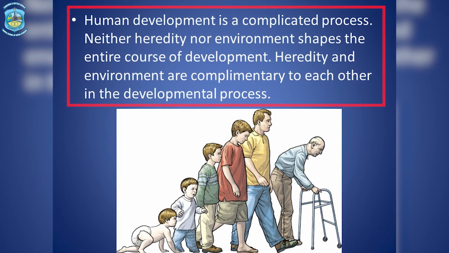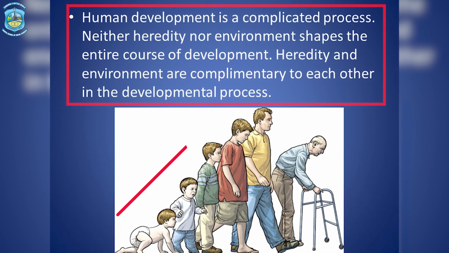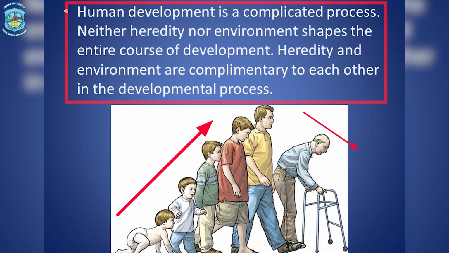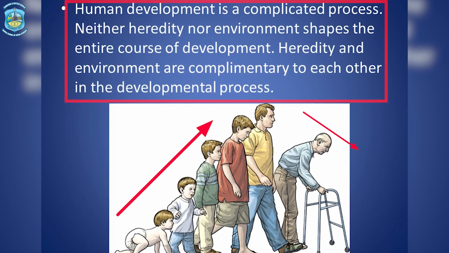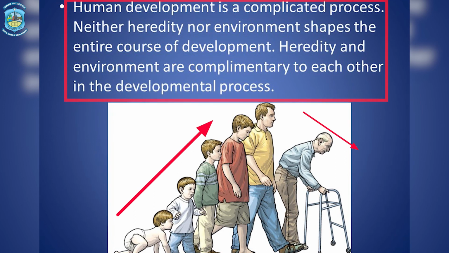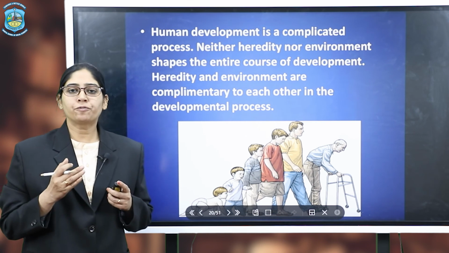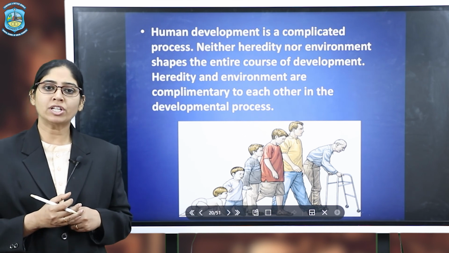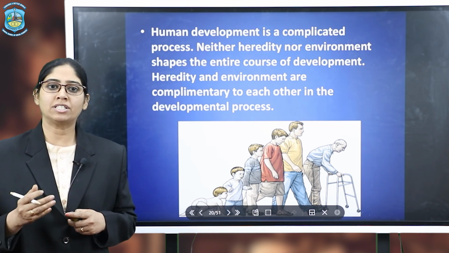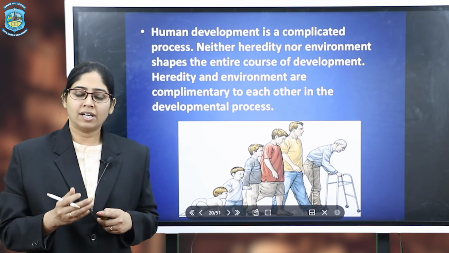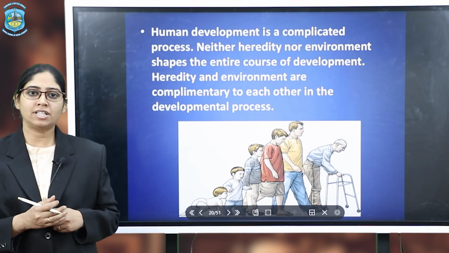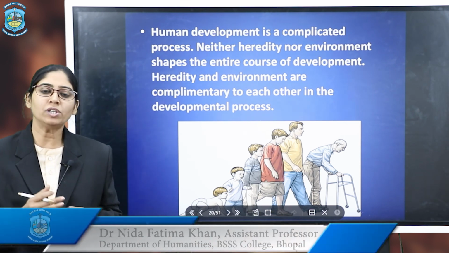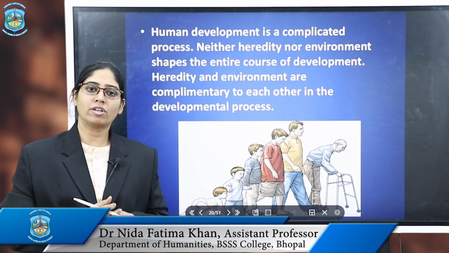Human development is a complicated process. Neither heredity nor environment shapes the entire course of development. Heredity and environment are both complementary to each other in the developmental process. So today we have understood the concept of heredity in this module. In the next module, we will look into the role of heredity in physical, intellectual and personality development, heredity factors, laws of heredity and the inherited abnormalities. So for today's module, this much is enough. We have understood the concept of heredity.